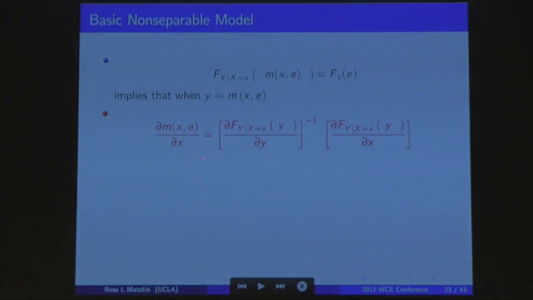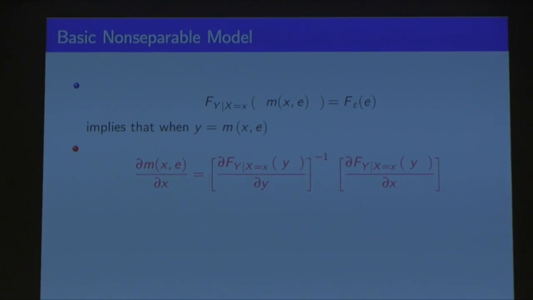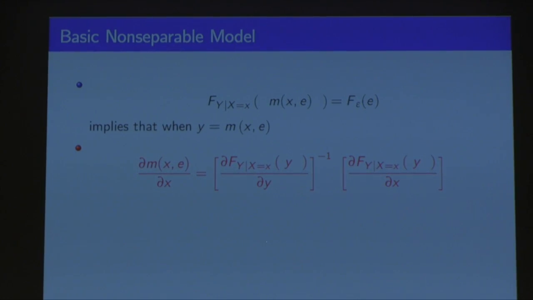So if x and epsilon are independent, then we have this relationship. The distribution of epsilon can be written in this way. This is the distribution of y at this function m(x, epsilon). And if we take derivatives on both sides, remember this distribution is known, so this we can estimate. So we have here a functional equation, where one function is known and these two are unknowns.